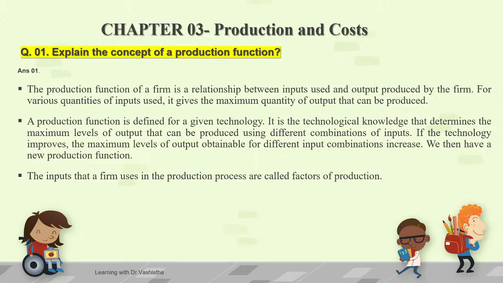Now, the inputs that a firm uses in this production process are called factors of production. So mainly we are very well acquainted with three factors of production: labor, capital, and entrepreneur.